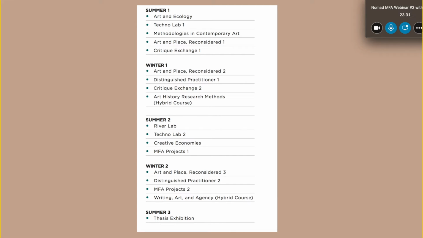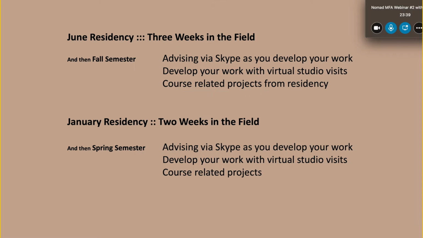Here you get a glimpse of how it actually works through the curriculum. You can see the titles of the classes and when they are offered through the residencies. And here is an example of the pacing. So in the summer, we spend 3 weeks in the field, and then in the fall semester, students have advising every 3 weeks with their thesis advisor.